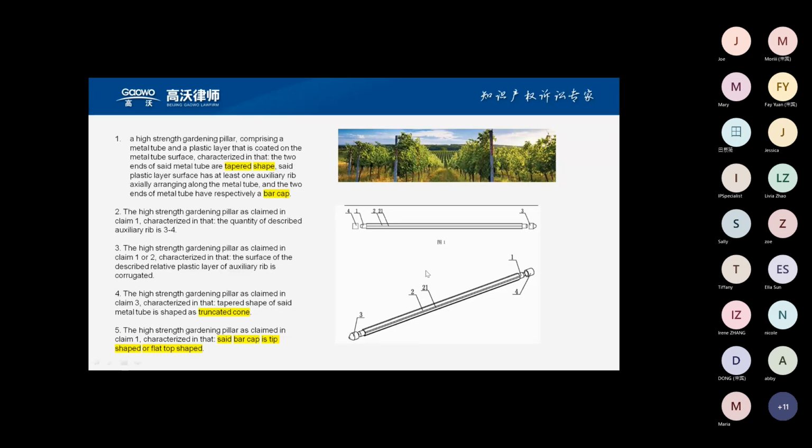In claim 4, the taper shape of the metal tube is further limited as a truncated cone. You can see from the picture that the 2 ends of the metal tube are not a complete cone; the top of the cone is truncated. In claim 5, it further limits the shape of the cap, number 3 and number 4. It says that the shape of the cap can be tip shaped or flat top shaped. You can see this cap is flat top shaped, and this one is tip shaped.